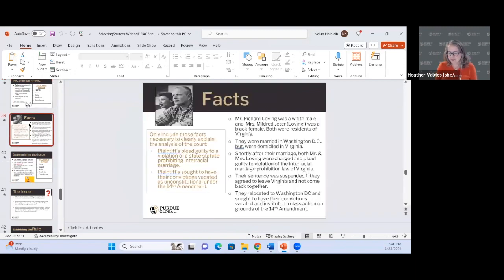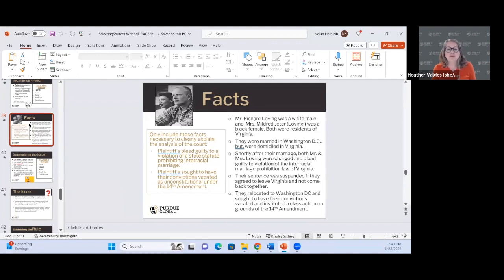Perfect. So when we are drafting the facts section of the case, we only want to include the facts that are necessary to explain the legal action. Oftentimes, we have a whole narrative, all kinds of information that may or may not have legal significance in the case. Here on the right side, you can see the facts of the Loving case.